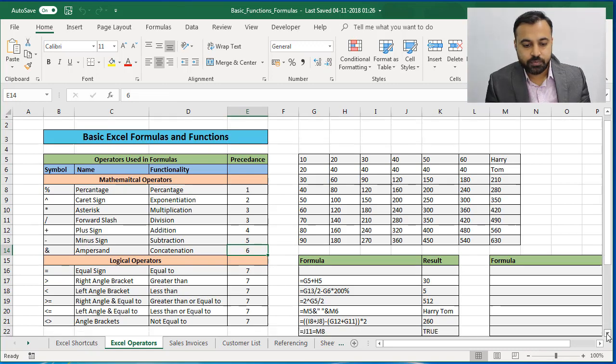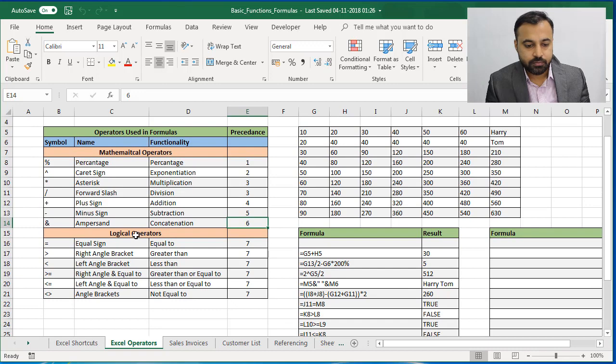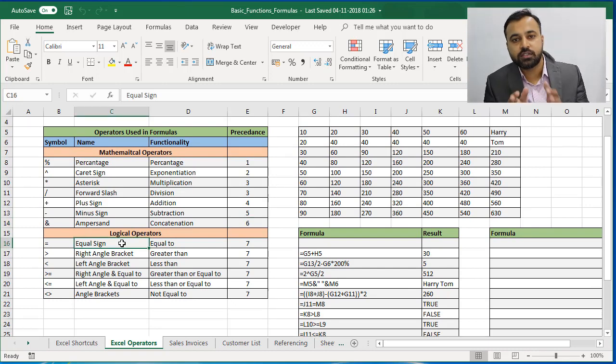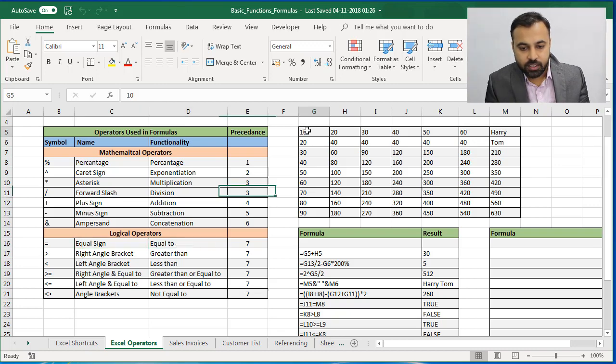Next come logical operators. Logical operators are just used for comparison. So when you use a logical operator, you will get the answer either true or false. For example, for equal to, whether G5 is equal to H5, it will give the answer as false because G5 has got value 10 and H5 has got value 20, and both are not equal, so the answer will be false. So logical operators are used for comparison.